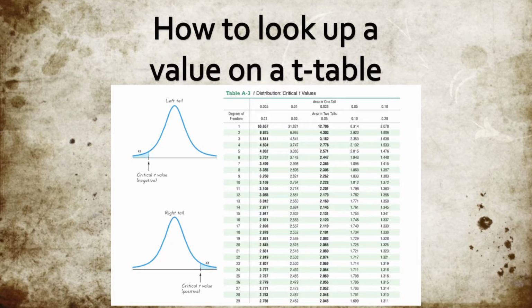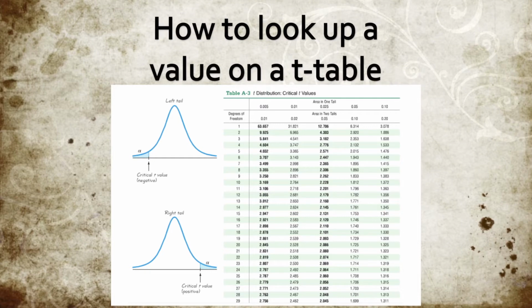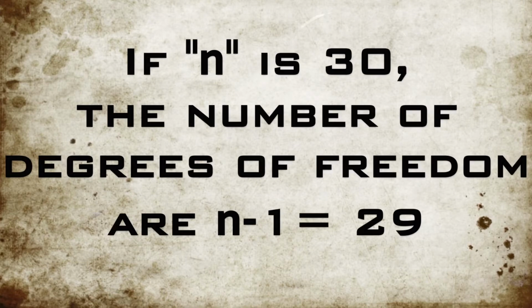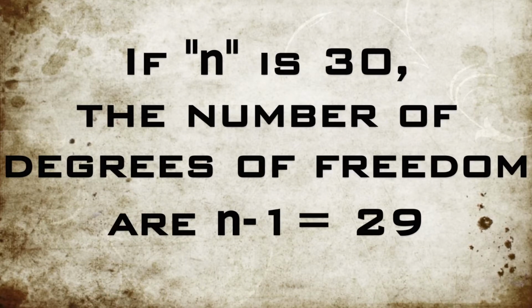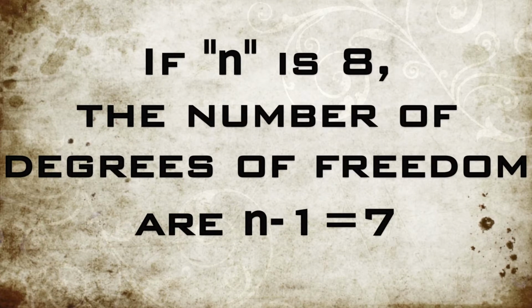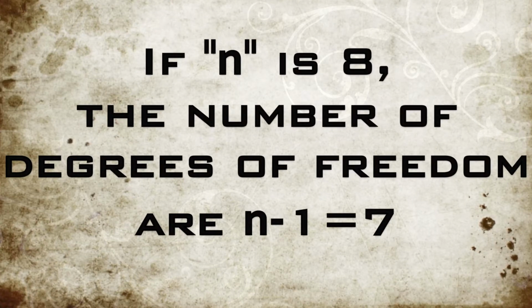Now that we have a sense of degrees of freedom, let's determine how to look up a value on a t-table. First, notice that the left column says degrees of freedom. This will be n-1 for a 1 sample test. So if n is 30, the number of degrees of freedom are n-1 or 29. And if n is 8, the number of degrees of freedom are n-1 or 7.